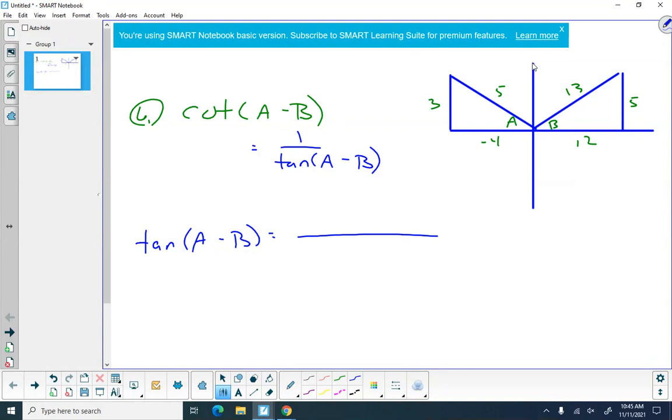First thing I suggest you do is just write out, don't try to substitute numbers in yet. Expand out tangent A minus B. Just look at your formula. What's the tangent of A minus B? Expand it out. Don't try to substitute numbers in yet. It's confusing enough as it is right now. Just expand tangent A minus B out.